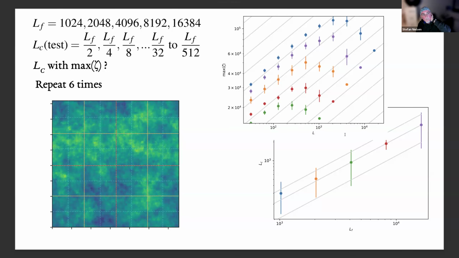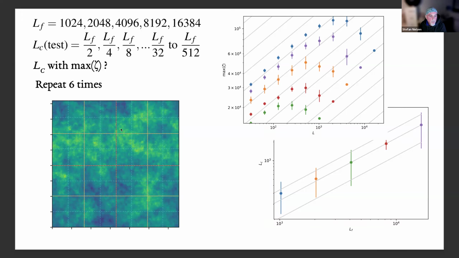I made 5 different faults of sizes 1024, 2048, and so on and so forth, up to 16,000. So if it is helpful for you to think in dimensional terms, you may assume these are meters. So the biggest fault is 16 kilometers, the smallest one is just 1 kilometer. And then I took each of these faults and divided them by 2, by 4, by 8, up to 32 for the smallest one, and up to 512 for the biggest fault.